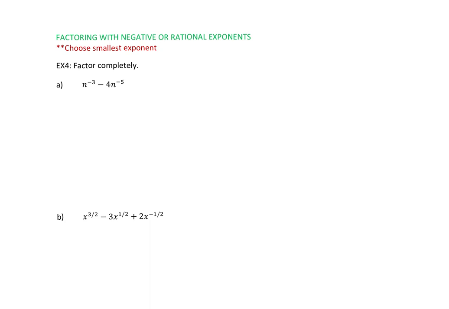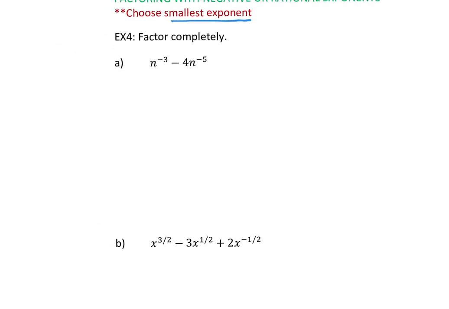And then the last topic we will cover in this section is how to factor with negative or rational exponents. So the key here is that whenever you are factoring and you have negative or rational exponents, you always choose the smallest exponent when you're factoring out. In example 4a, I have n to the negative 3 minus 4n to the negative 5. I can see that I have this common n in both of my terms. So I know I can factor out an n. I'm going to choose the smallest exponent, which would be the negative 5.